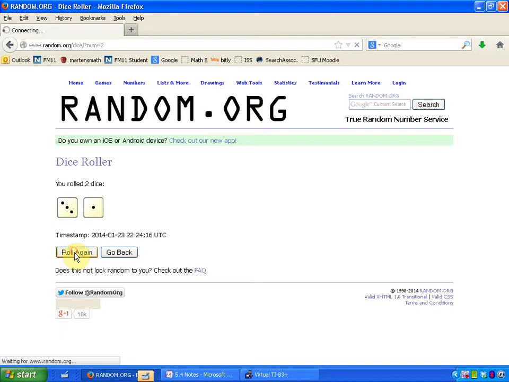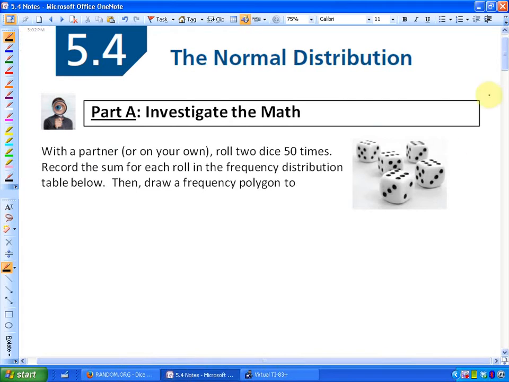So if I roll, I have a sum of 9. If I roll again, I have a sum of 7. If I roll again, I have a sum of 6, etc., etc. The possible sums are anywhere between 2, because that's 1 plus 1, and 12, because that's 6 plus 6. So I've done that 50 times.